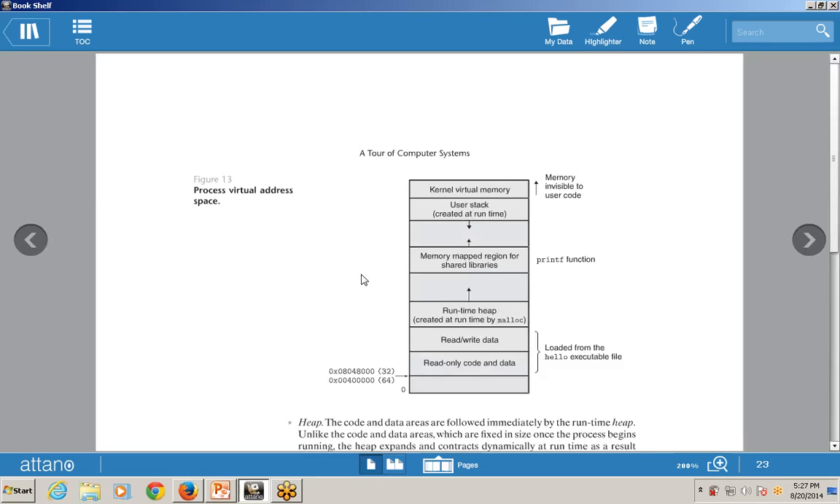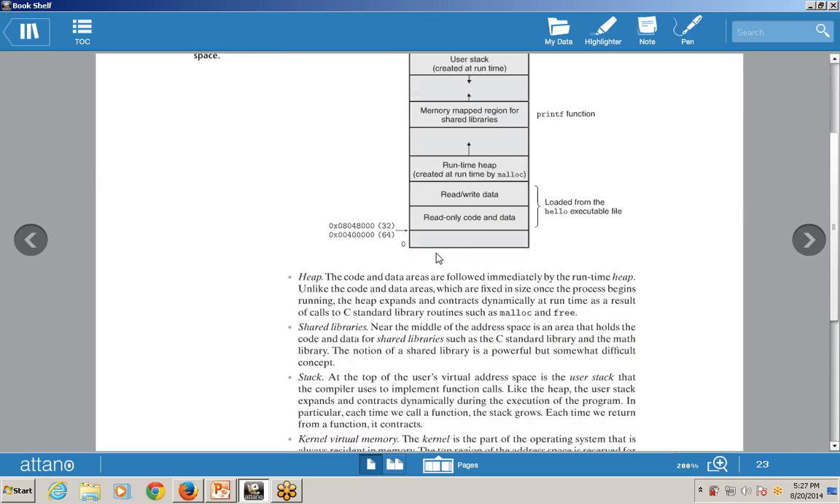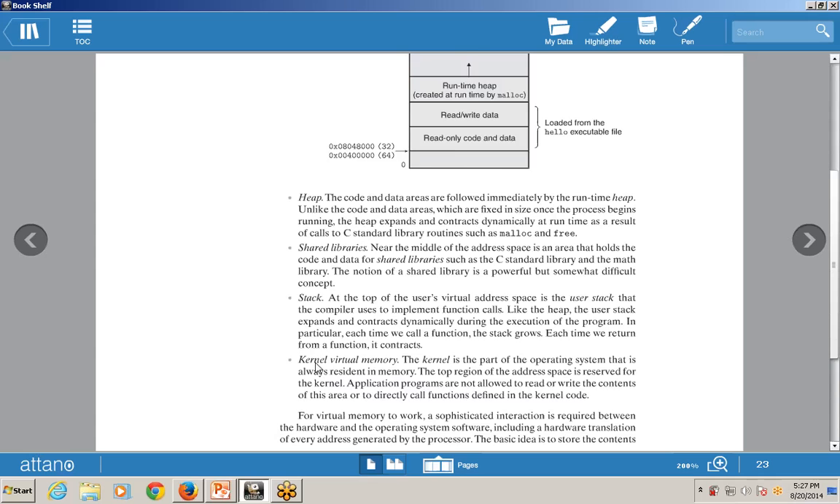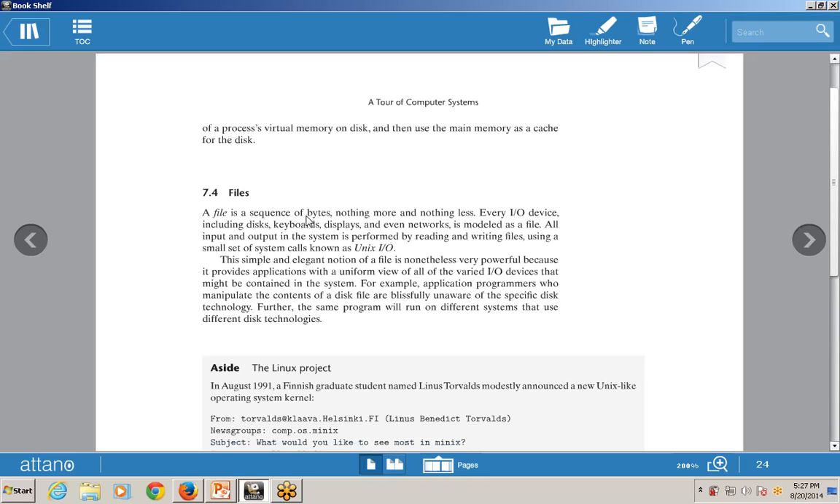Then we also talked about what is program code, what is the syntax or what is the diagram for virtual memory, what is heap, shared memory, stack. Then we also talked about what is a file in a computer system. A file is nothing but a sequence of bytes that contains data as well as numbers, format, anything that is contained in the file. So a file is a sequence of bytes, nothing more and nothing less.